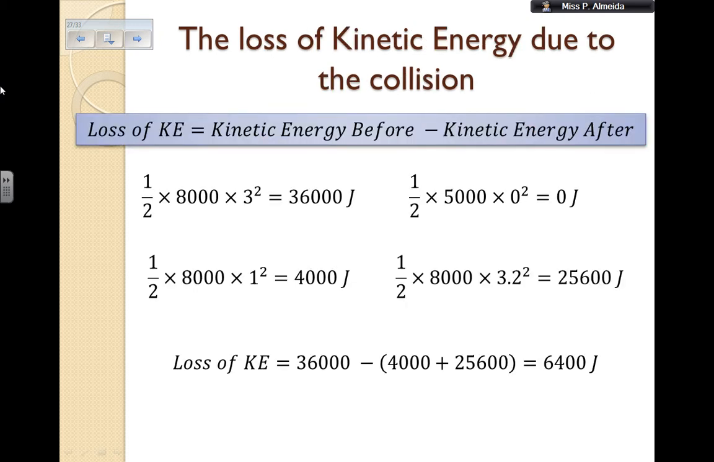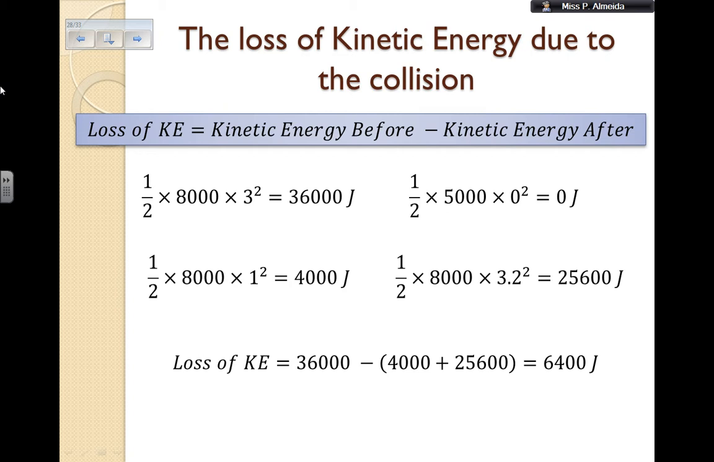Going on to the second question, what is the loss of kinetic energy due to the collision? Well, the loss of kinetic energy is going to be the difference between the kinetic energy before and the kinetic energy after. So before, using the formula 1/2 times the mass times velocity squared, I have, for the first wagon, 1/2 times 8,000 times 3 squared, which gives me 36,000 joules.